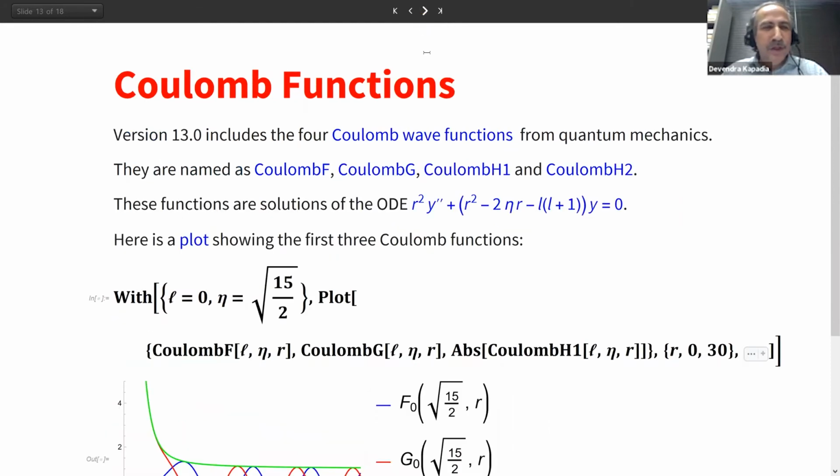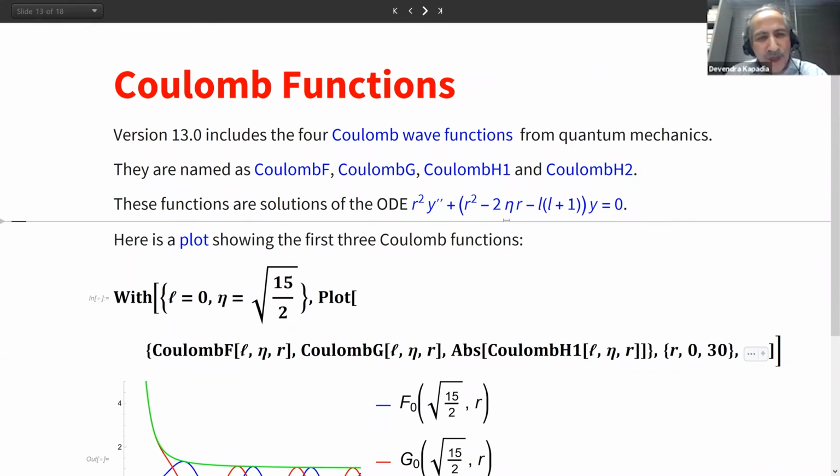Okay, on to the Coulomb functions. So you might think Fox-H was enough for us, but we still had a little bit left over. So we got these Coulomb functions in version 13, and there are 4 of them. There's Coulomb F, Coulomb G, Coulomb H1, Coulomb H2, and they are all solutions of this second order ODE.